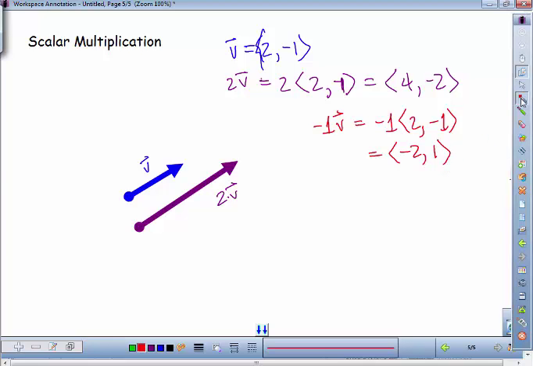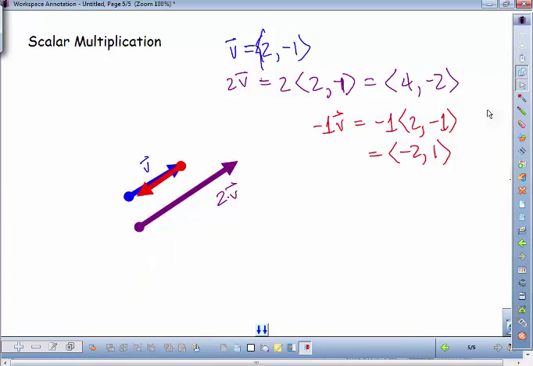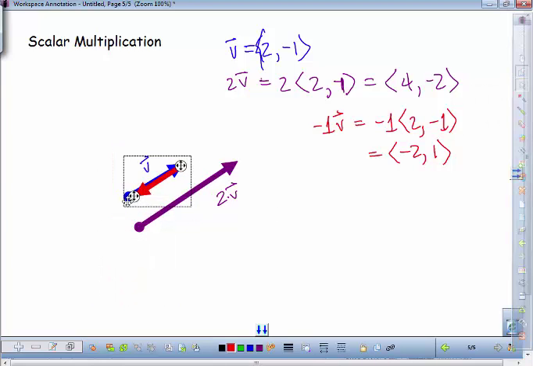So we can think about negative v as going in the same direction as v, or at least parallel to v. I guess saying the same direction doesn't make sense anymore. But it's in the same parallel line, going in the exact opposite direction. There it goes.